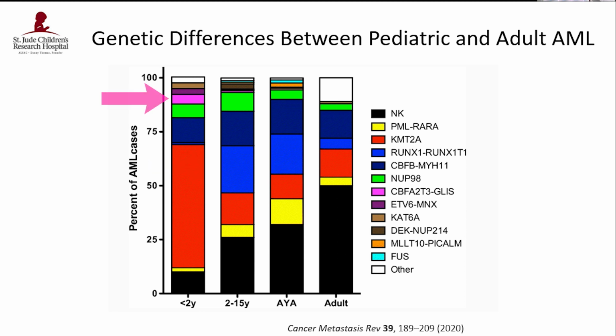And this here exemplifies one type of leukemia that is exclusive to pediatrics. Still a very aggressive type of leukemia, as the CBFA2T3-GLIS. Most of these cases are megakaryoblastic leukemia, and that is not essentially found beyond 3 years of age.